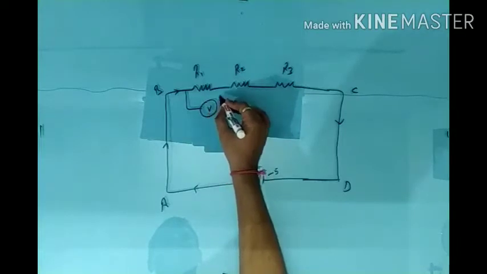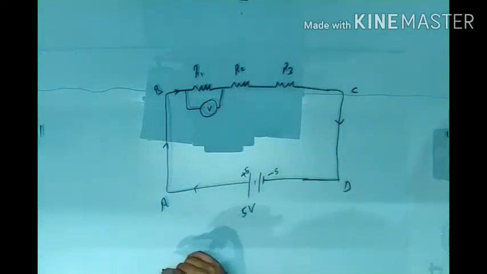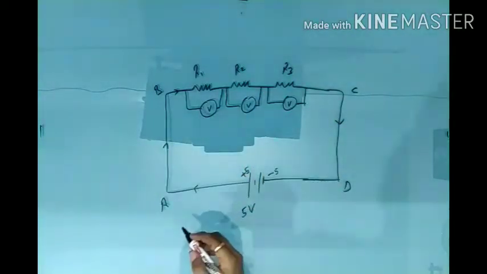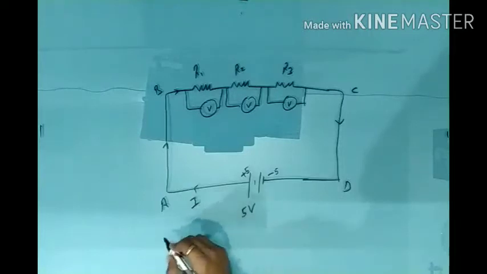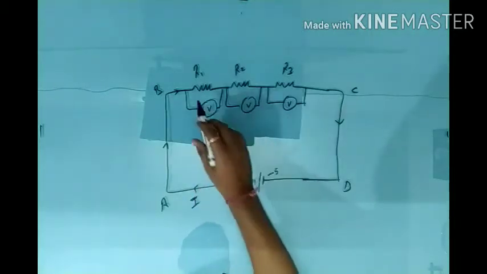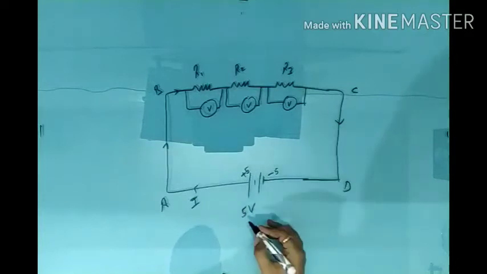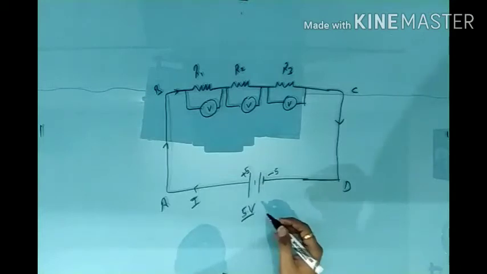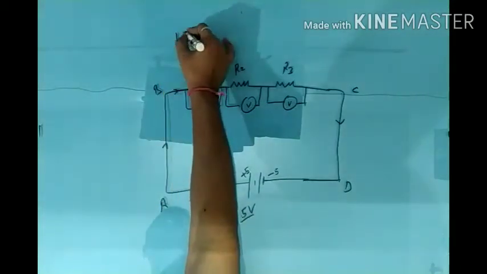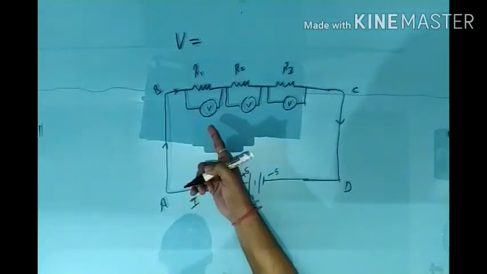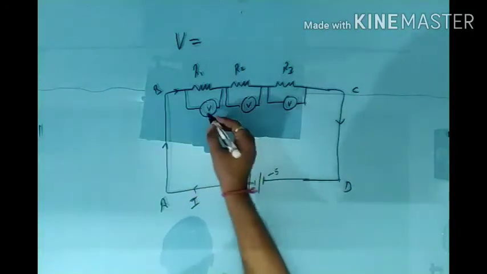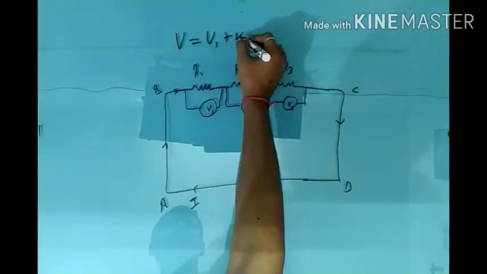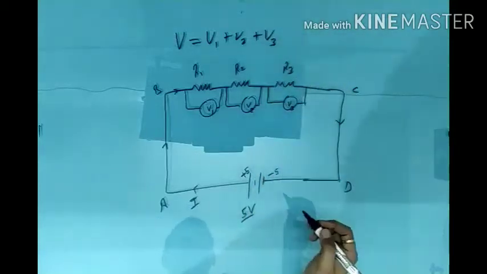Now we can check how much potential is dropped here. Again we can connect a voltmeter. Now the current flowing through it is I, and we have 3 different resistances R1, R2, R3. So the total potential is, as we have taken, 5 volt, or we can say that the total potential is equal to V. Now this potential is divided into different parts, V1, V2 and V3. It means V1 plus V2 plus V3.